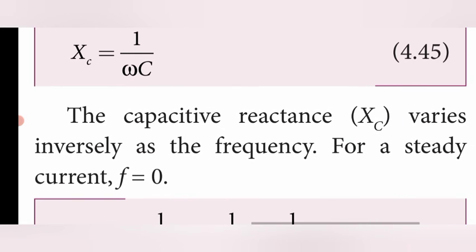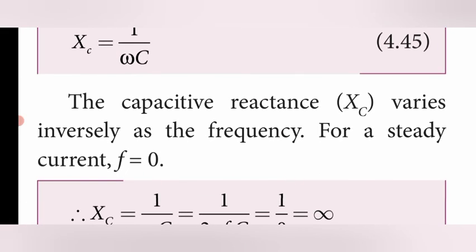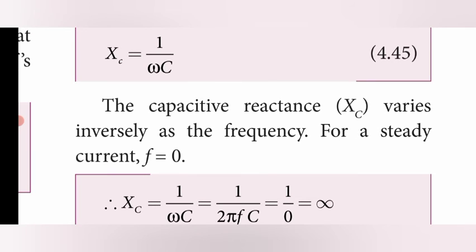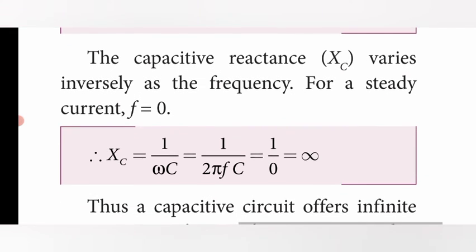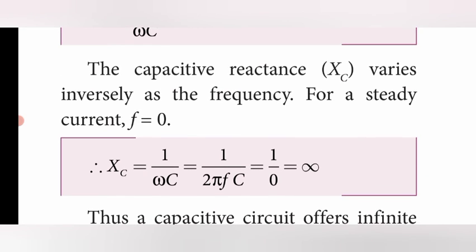So what happens in the steady current, that is the DC current: f is equal to 0. Why is f equal to 0 in the steady current? It means there is no alternating current formed, so there is no frequency in the DC current, direct current, that is called the steady current. For that case, XC value is infinite. So we conclude that the capacitive circuit offers infinite resistance to a steady current. The steady current cannot flow through the capacitor, that's why it forms an infinite resistance. So this is the conclusion for this part.